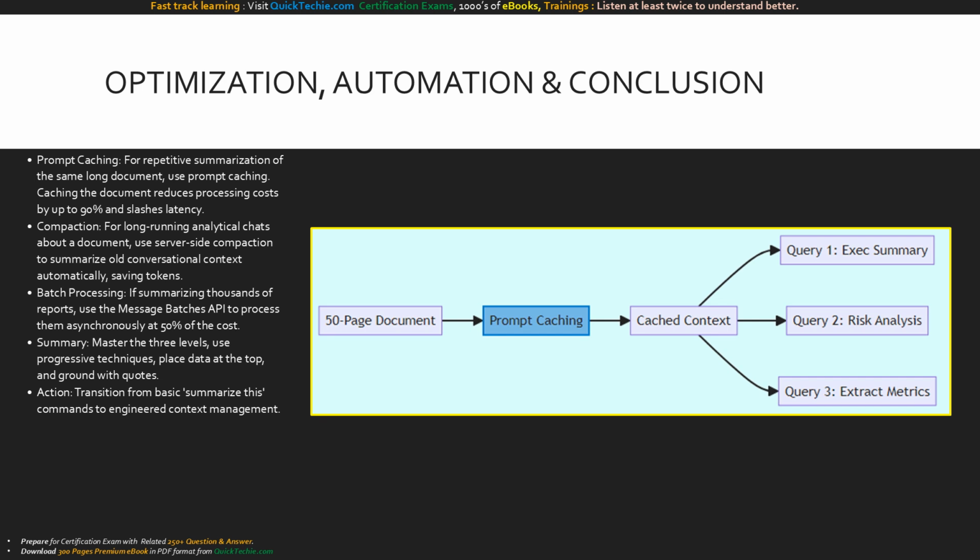Our final diagram illustrates the ultimate optimization: prompt caching. You upload the 50-page document once, passing it through the cache layer. From that single cached context, you can run multiple diverse queries: an exec summary, a risk analysis, and metric extraction. All subsequent queries bypass the heavy processing, delivering lightning-fast, ultra-cheap summarization mastery.